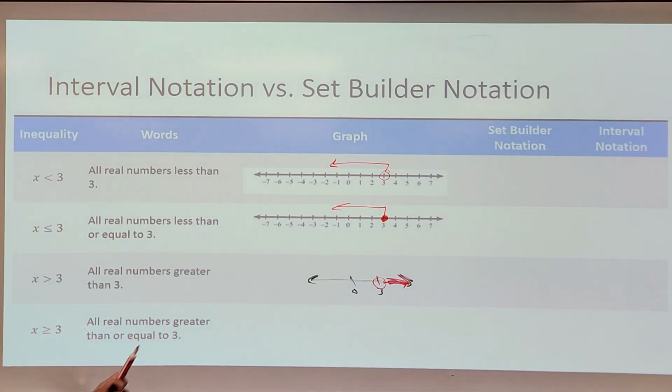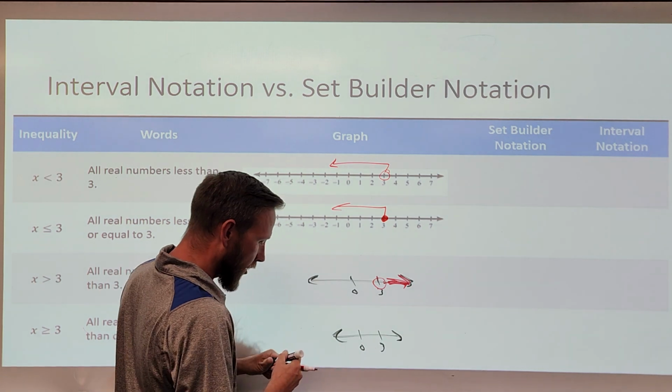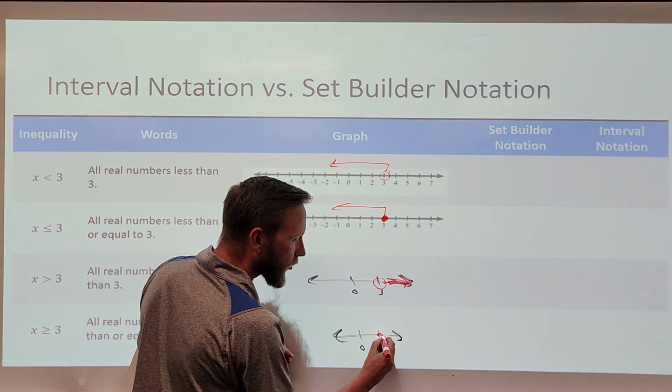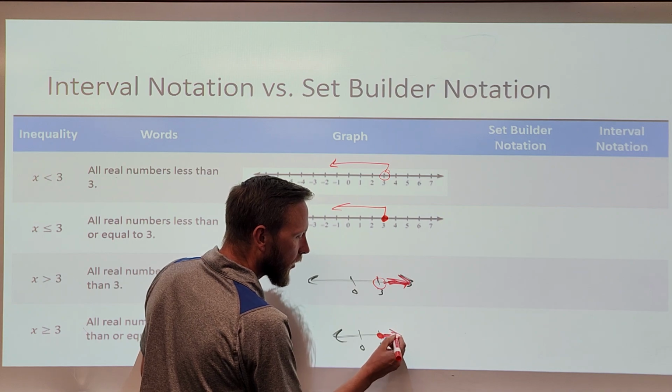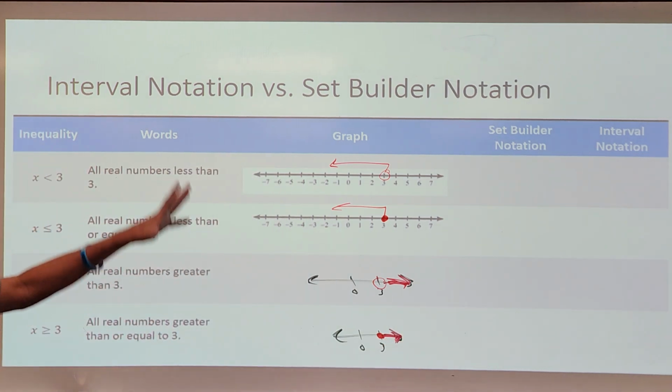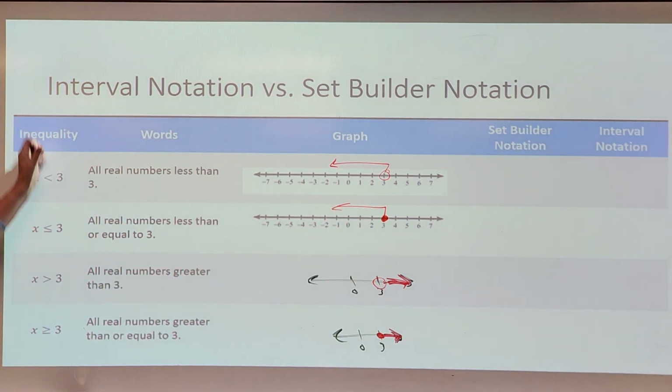And x is greater than or equal to 3. Again, we've got 0, we've got 3. We are going to include 3, so filled in circle, and then fill in all the values that are bigger than the 3. So we want to make sure that you can do the Algebra 1 and the pre-algebra of the graphing, reading the inequality.